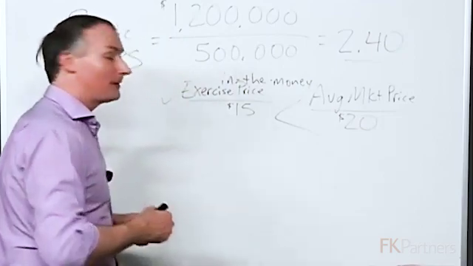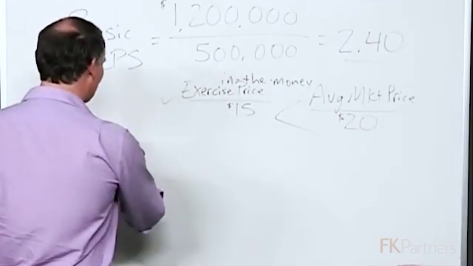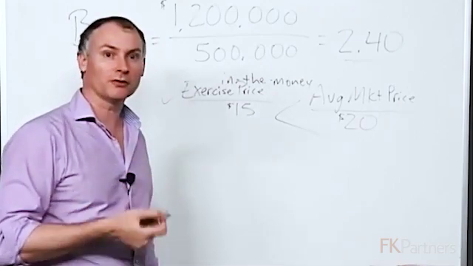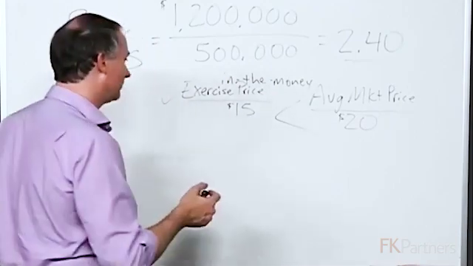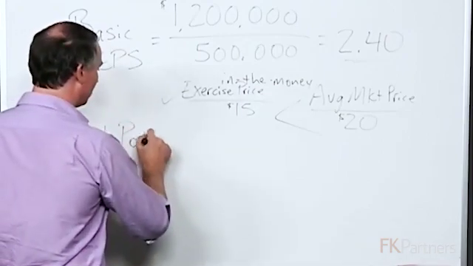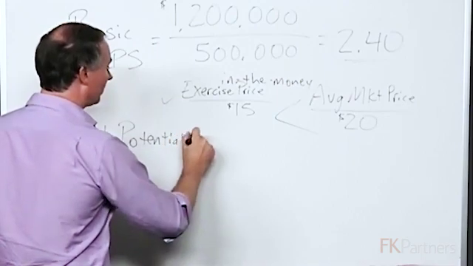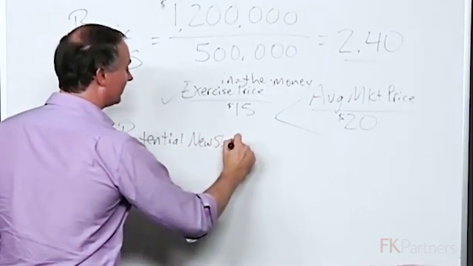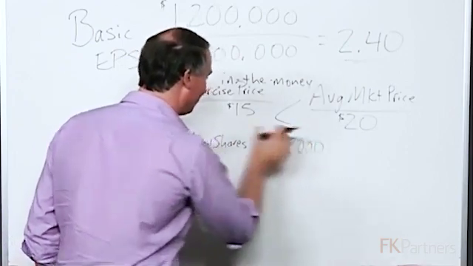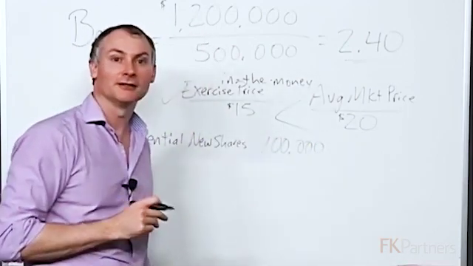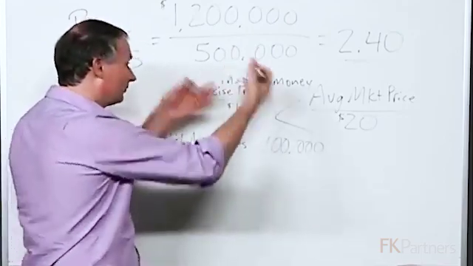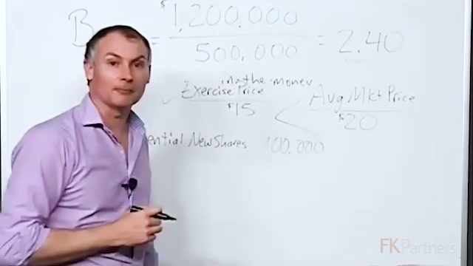So now we run through a process that we call the Treasury method for accounting for stock options. This is a 4-step process that first involves looking at how many potential new shares are there. And since all 100,000 of these options have the $15 exercise price, all 100,000 are potentially going to roll into the share count.